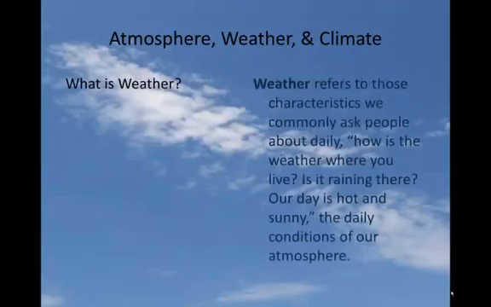What is weather? Weather refers to those characteristics we commonly ask people about daily. How is the weather where you live? Is it raining there? Is it hot and sunny? It's the daily conditions of our atmosphere.